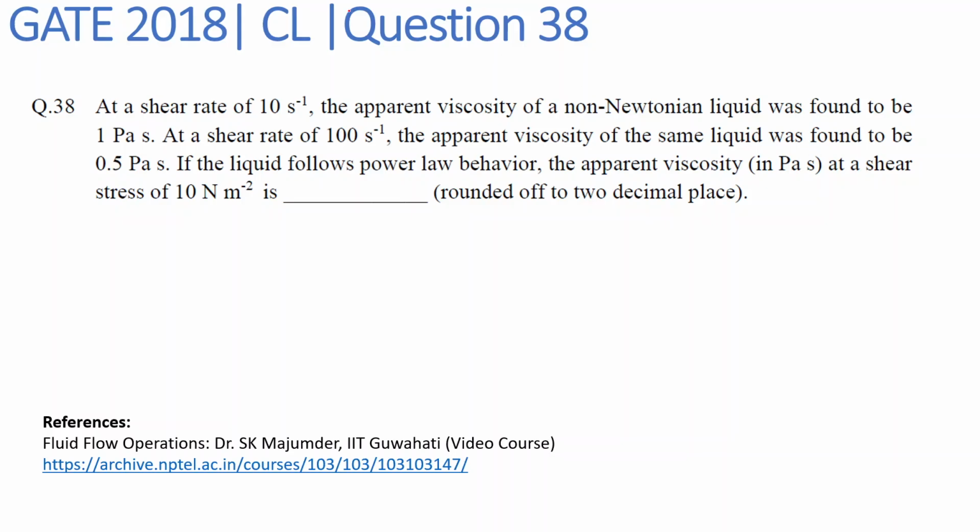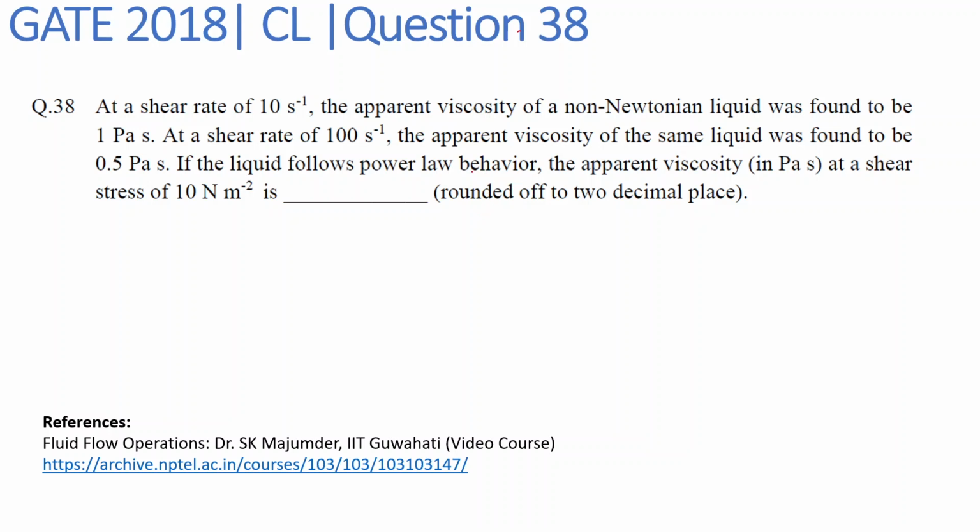Now, we will look at question number 38 from GATE 2018. In this question, we have been given that at a shear rate of 10 second inverse, the apparent viscosity of a non-Newtonian fluid was found to be 1 Pascal second. At a shear rate of 100 second inverse, the apparent viscosity of the same fluid was found to be 0.5 Pascal second. If the liquid follows the power law behavior, the apparent viscosity at a shear stress of 10 Newton per meter square is dash.